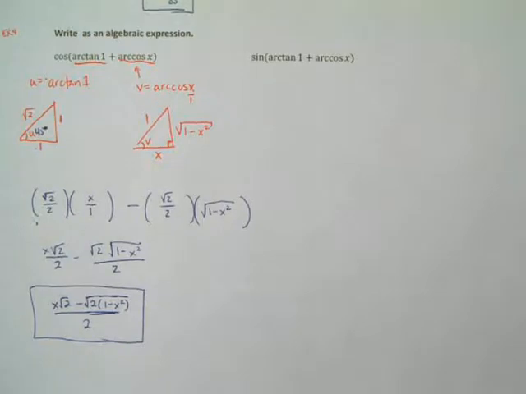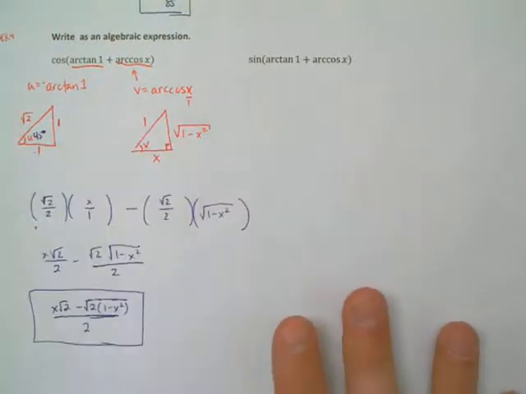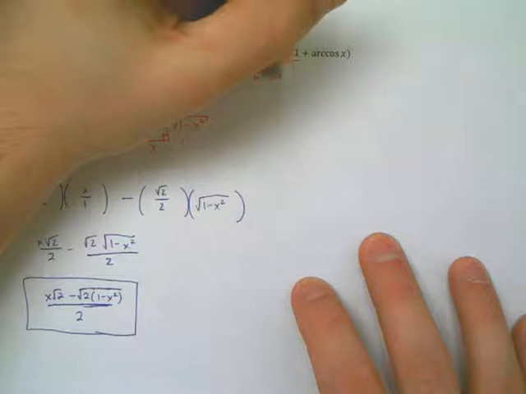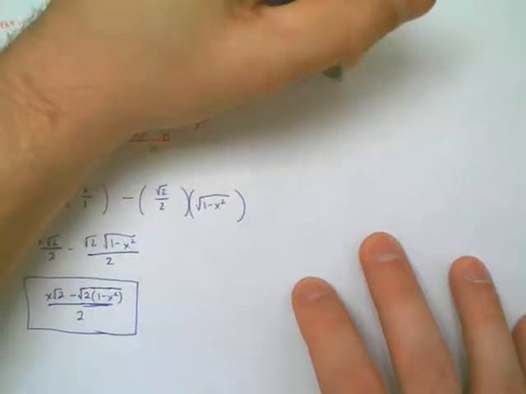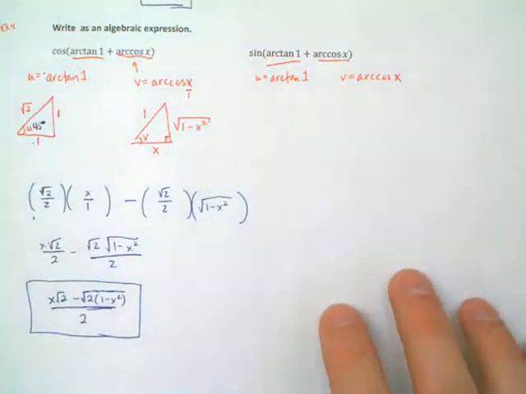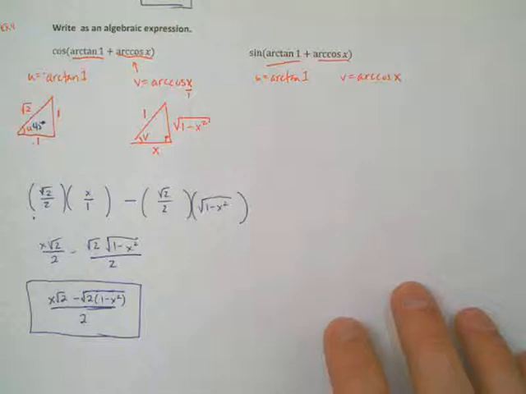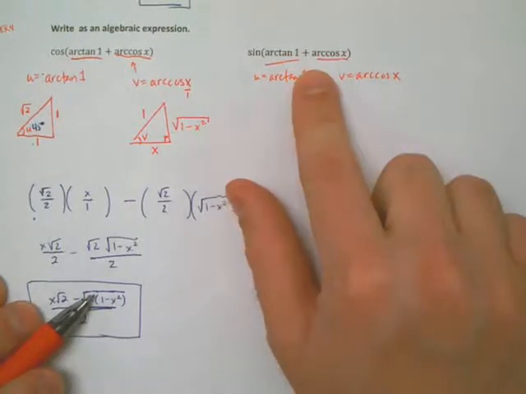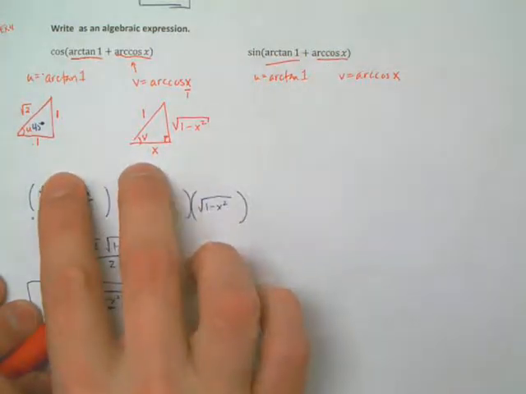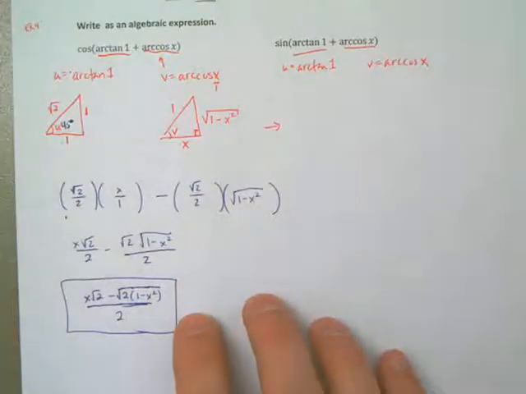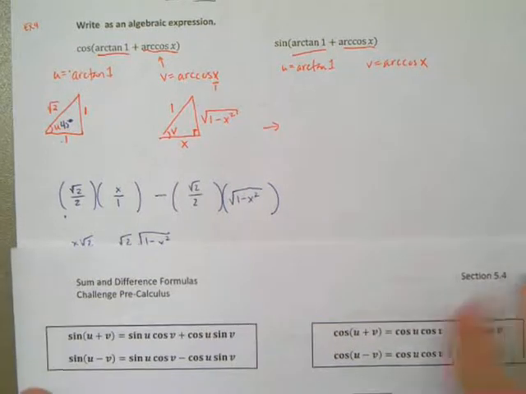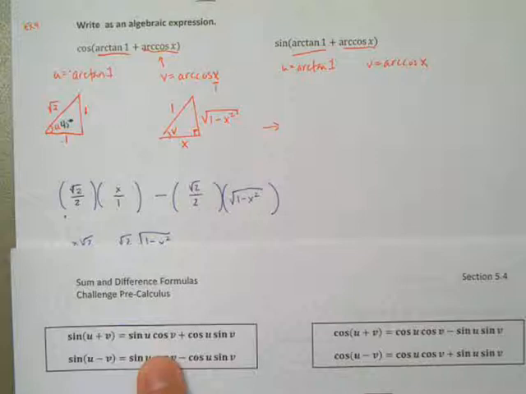New problem. This time we're doing sine of two angles being added together. So I want to start off by identifying that u is the arctangent of 1 and v is the arc cosine of x. Looks pretty similar, doesn't it? In fact, it's the same triangle, except now we're doing sine of u plus v. Arctan and arc cosine x are the exact same thing, so I'm going to skip this step for now. All this stuff will come straight over here. We use the same exact triangles, but I need a new formula. The sine of u plus v is sine u cosine v plus cosine u sine v.